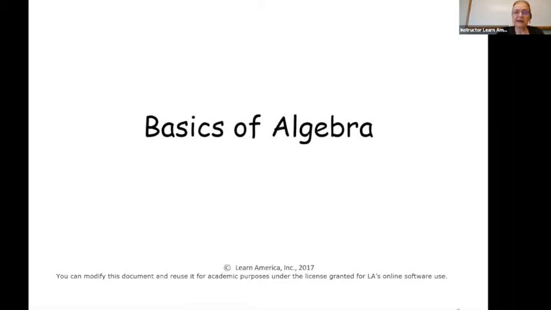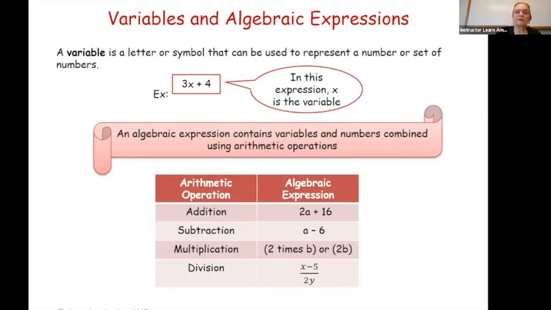Okay, today we'll be looking at some of the basics of algebra, and we're going to start with variables and algebraic expressions. Now, what is a variable? Well, a variable is a letter or a symbol that we use to represent a number, or we can use it to represent a set of numbers. For example, if you look at 3x plus 4, in this expression, you can see 3 and 4 are numbers. X is called the variable.